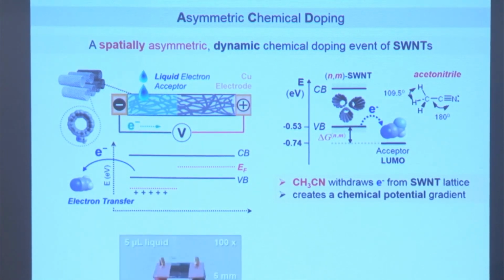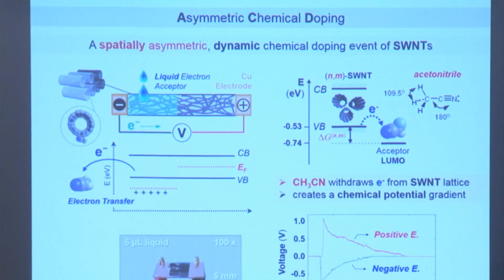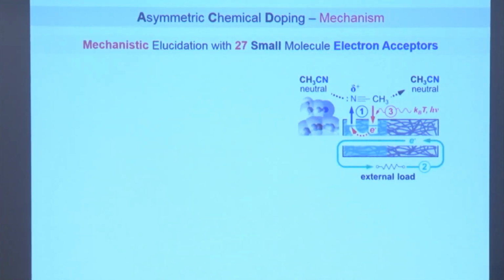And experimentally, this is actually very easily done. You can just drop a very tiny amount of this liquid dopant on top of a sheet of carbon nanotube fiber, and you can generate voltage as high as 1 volt, positive or negative depending on where you drop the chemical dopant. So this is asymmetric chemical doping in a nutshell.